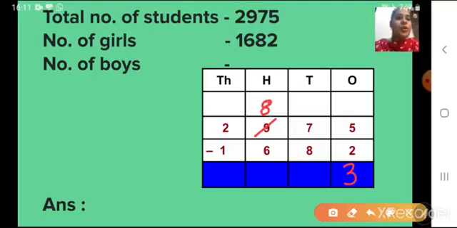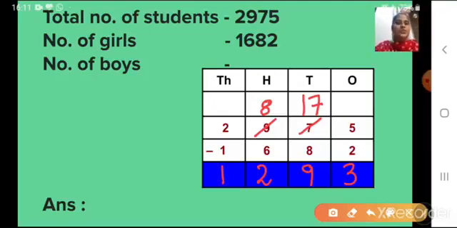Now children, we got here 100. 100 is equal to how many tens? 10 tens. So 10 tens plus these 7 tens is equal to 17 tens. So cut 7 and write here 17. Now it is possible, children? Yes. 17 minus 8 is 9. Then at the hundreds place we have 8 minus 6, which is equal to 2. And at the thousands place we have 2 minus 1, which is 1.